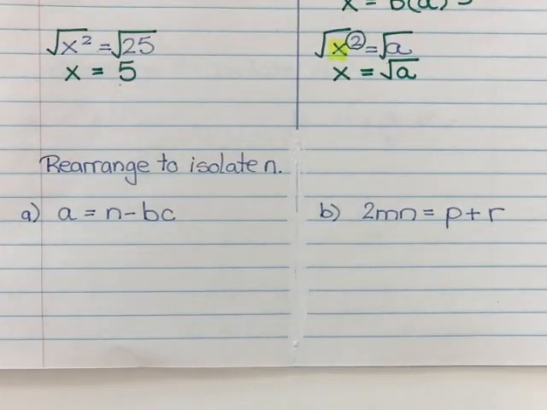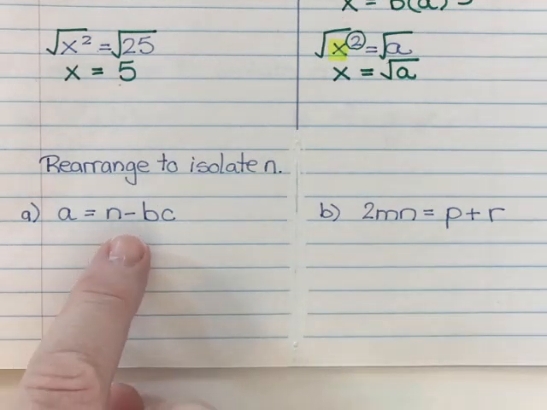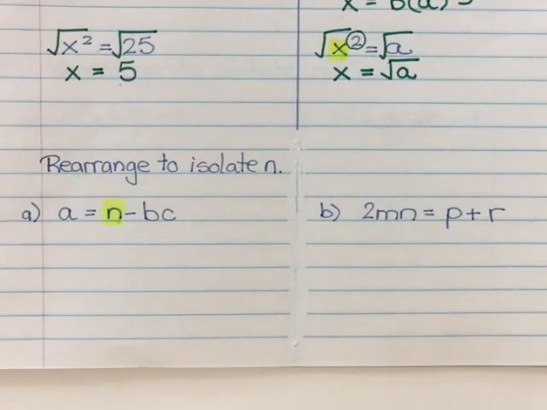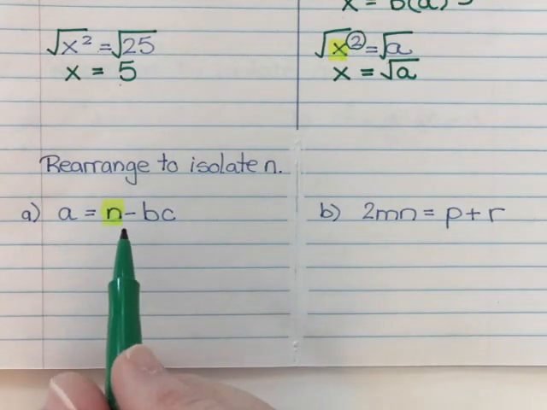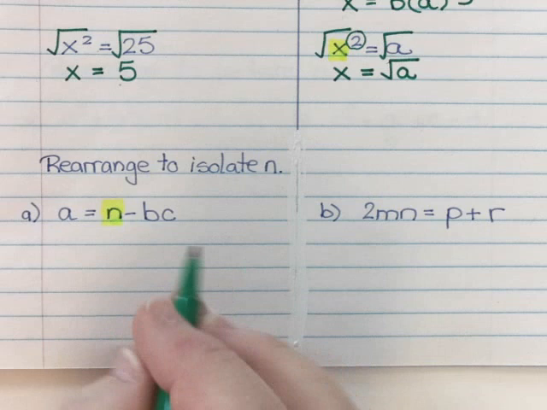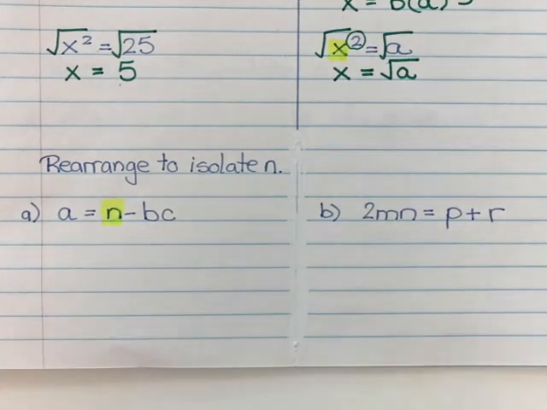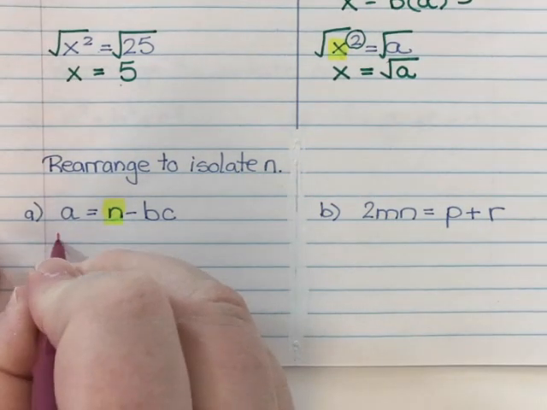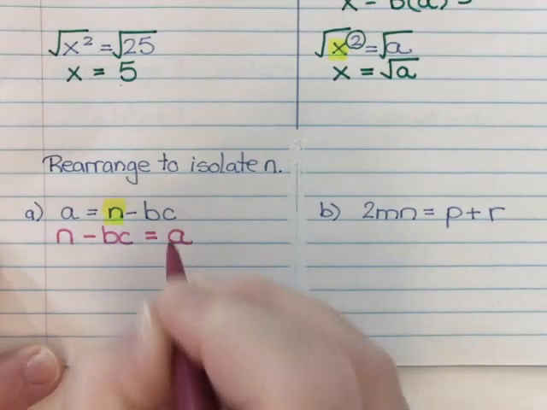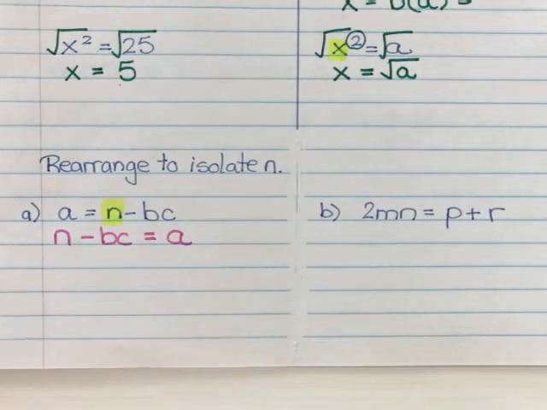It says rearrange to isolate n. So my first example here says a equals n minus bc. So the letter that I am trying to rearrange for is n. Now, I'm going to be honest, people do better rearranging this if the letter you're trying to isolate is on the left-hand side of the equation. So I would start this by just flipping this equation over. You don't have to, but I will when I'm doing this because it actually seems to work better for most people. So I'm going to do n minus bc equals a. So I didn't change the order, I just traded the two sides.